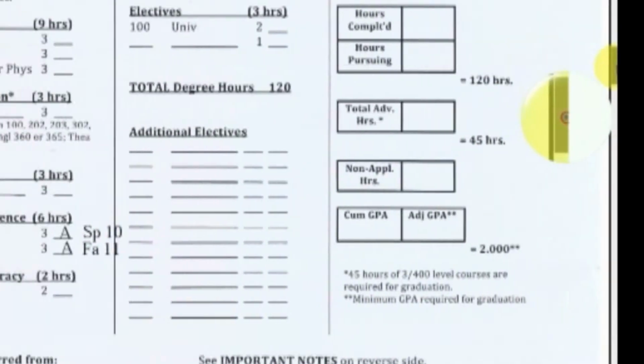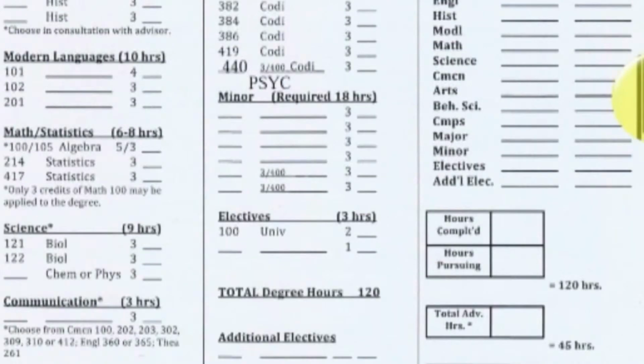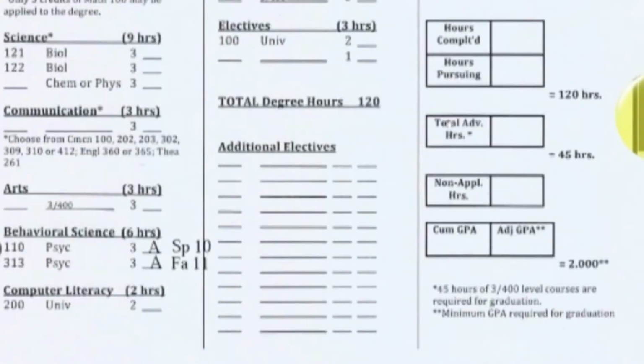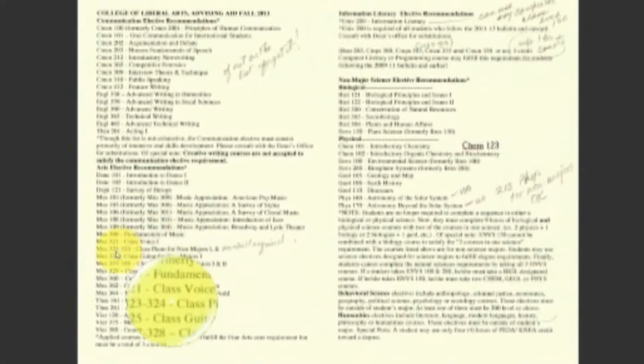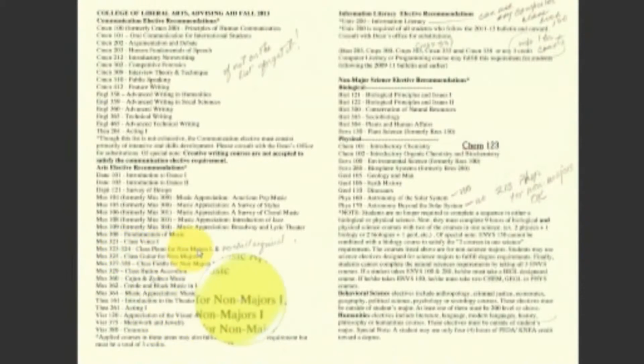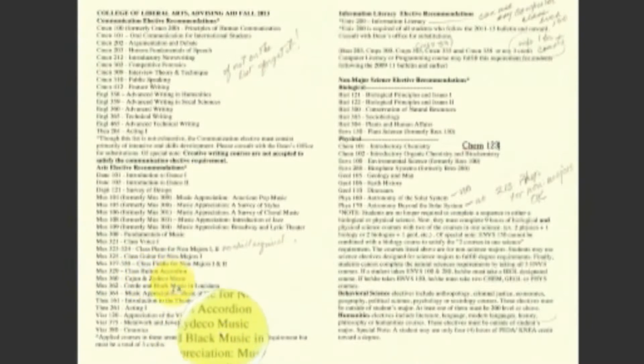In addition to those courses, considering the need for 300 and 400 level courses, you have an option in the arts as well. The courses that will qualify include fundamentals of music. You could do 323, 324, a class in piano for non-majors. 360 on Cajun and Zydeco music, Creole and Black music in Louisiana, 362. Music appreciation, music of the world, 364 is also suitable.